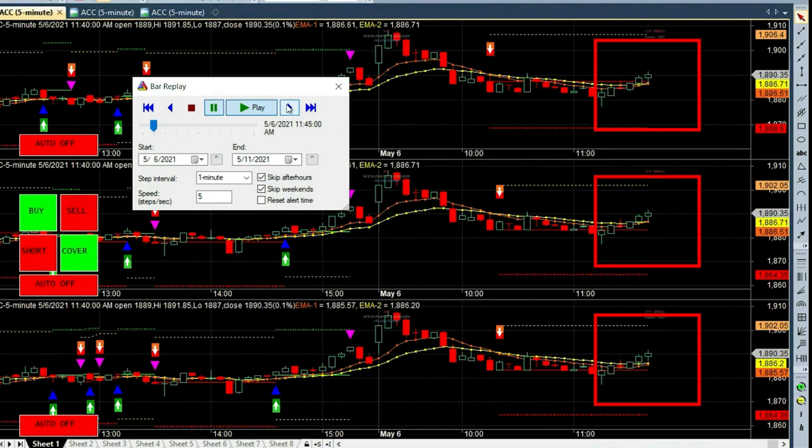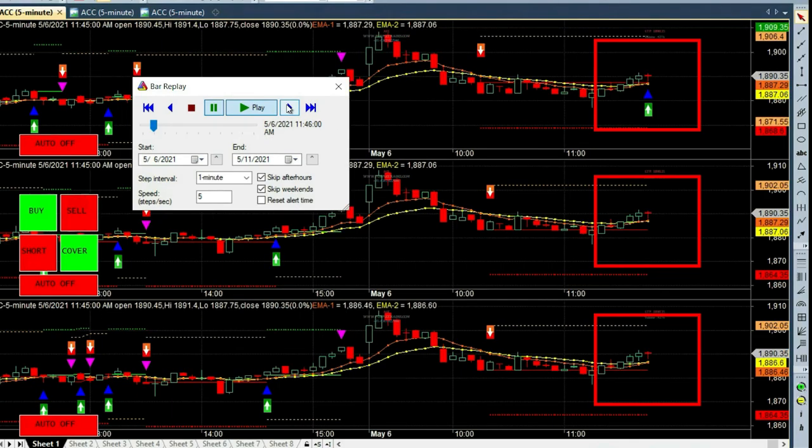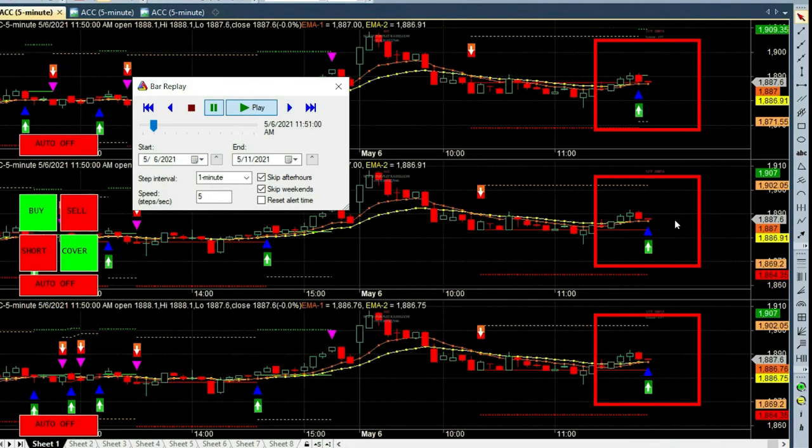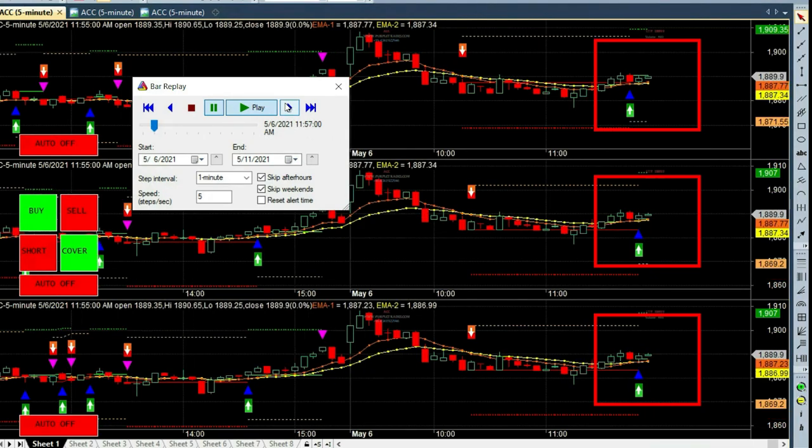11:44 nothing has changed. At 11:45 nothing has changed. At 11:46 you got an entry in chart number 1, but chart 2 and chart 3 are still unaffected. 11:51 is when you got an entry in chart 2 and chart 3. The next candle you got an entry, and you can see that entry won't disappear in chart 2 or chart 3 at all.